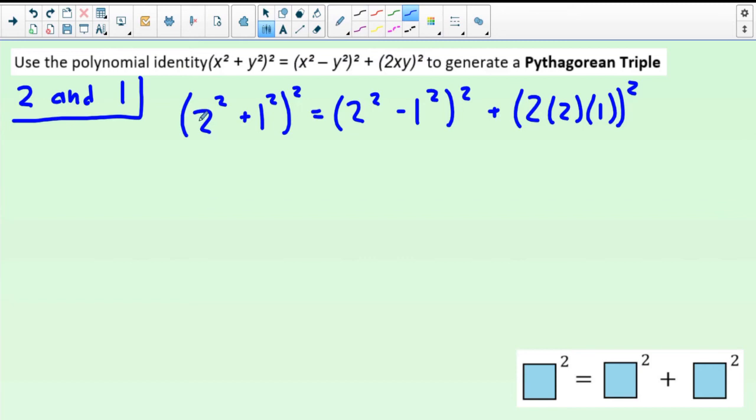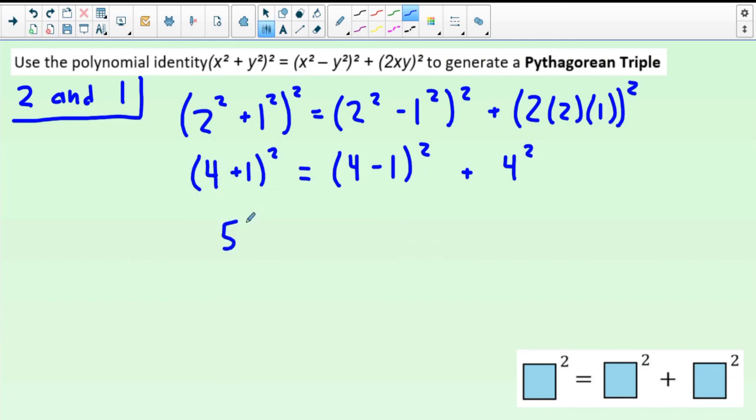So let's start simplifying this. 2 squared is 4. 1 squared is just 1. And we'll square that. Over here on the other side of the equals, 2 squared, again, is 4. 1 squared is 1. And then over here, 2 times 1 is 2, times 2 is 4, squared. So let's just add these together. 4 plus 1 is 5 squared. 4 minus 1 is 3 squared, and then 4 squared. I'm just going to bring that down. These are going to be our Pythagorean triple.